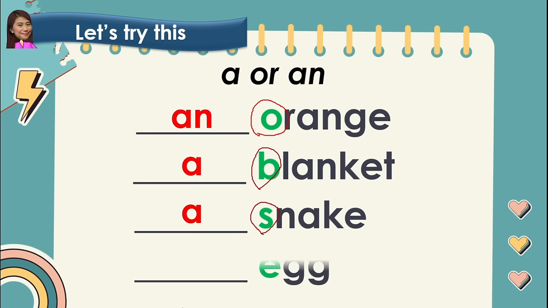And last word, we have blank egg. What do you think is the correct article for the word egg? Is it a or an? And the correct article is an. Why an? Because the word egg starts with the vowel sound e.